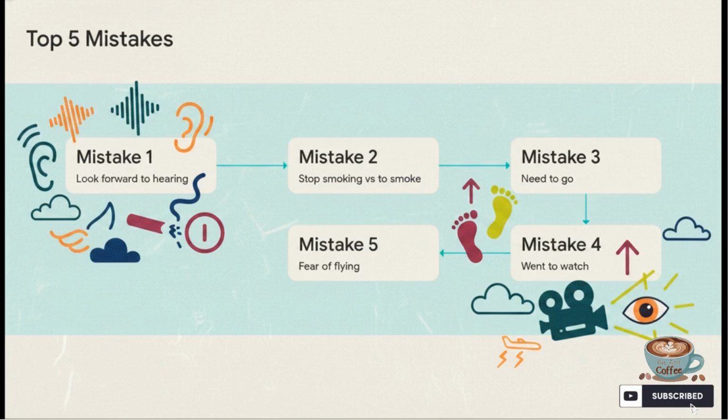Mistake 4, saying we went for watching. Nope, instead, use the infinitive to show your intention. We went to watch. And number 5, forgetting that prepositions need gerunds. It is definitely not fear of to fly, it's fear of flying. See? These are all super common, but they're so easily fixed once you know the core rules.